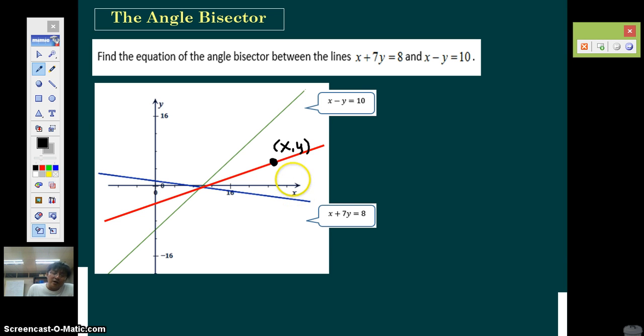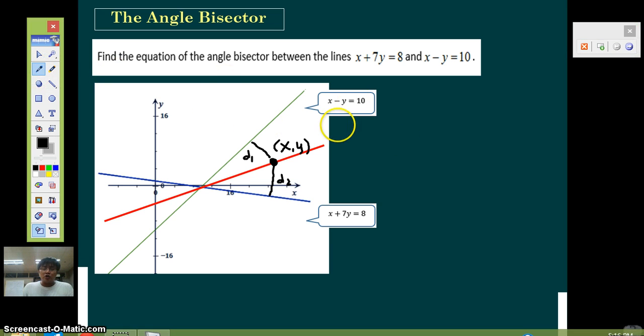Now, knowing that any point on the angle bisector is equidistant to the lines that it bisects, the distance between this point and the green line, let's call it D1, and the distance of our point from the blue line, let's call it D2. Now we know that the distances are the same, but the directed distances are not. So let's make sure that we are dealing with the same directed distance signs here.